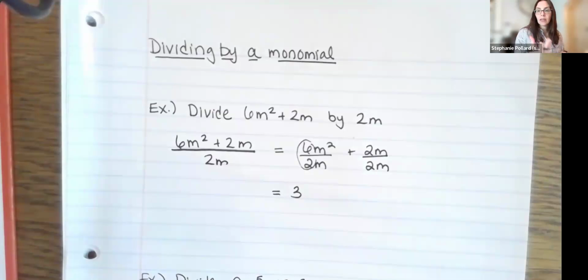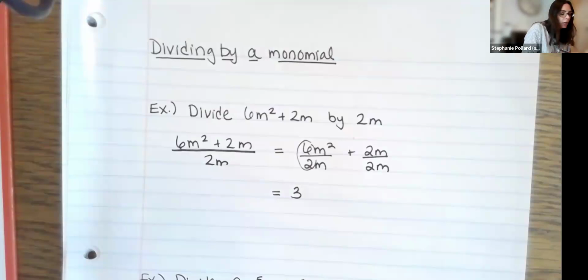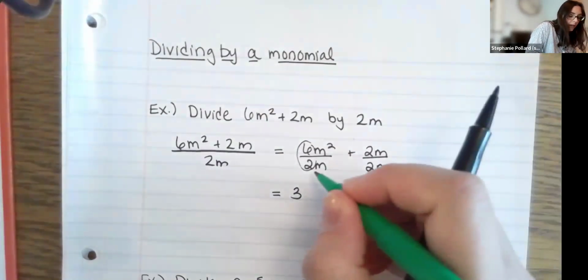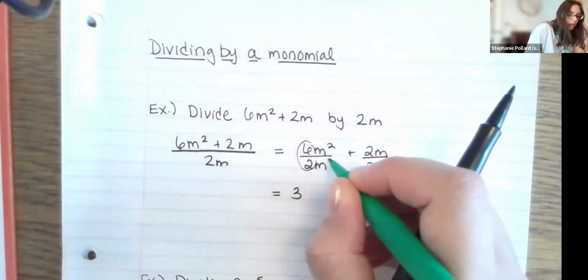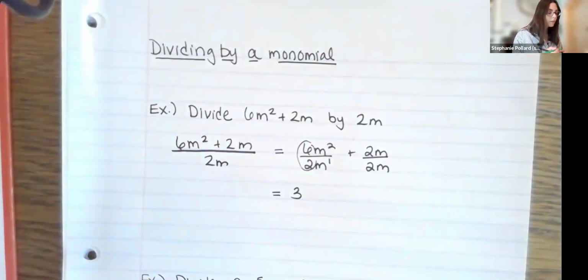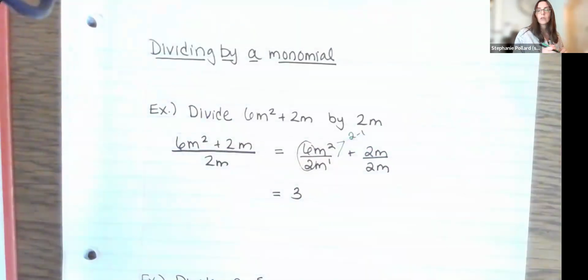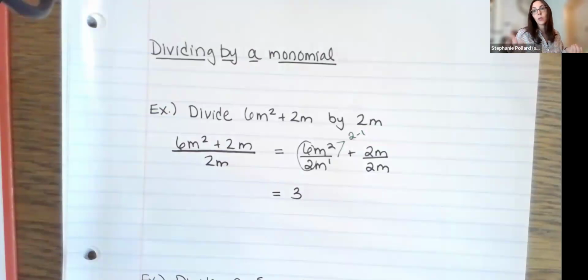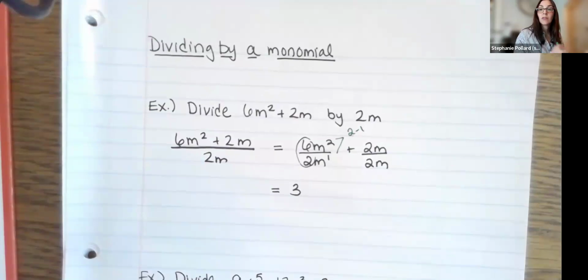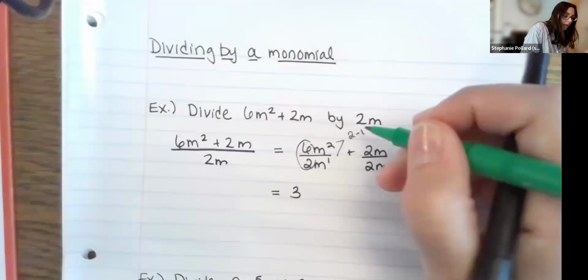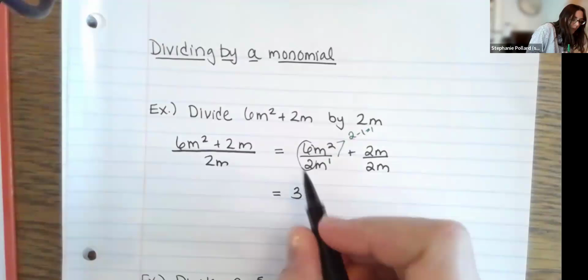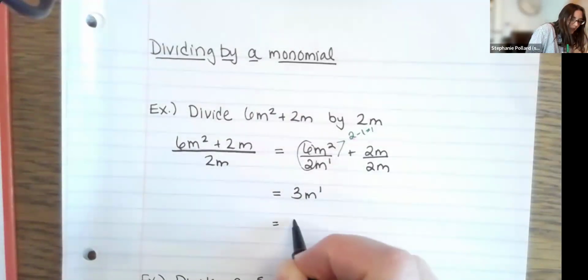Now there's different ways you can think of that. The shortcut way is to use what's called the quotient rule. If you look at your two exponents, the top m has a 2, and the bottom m has a 1. If there's no exponent, there is always a 1 there. So with the exponents you can subtract them, 2 minus 1. You always do top minus bottom. So this would be m to the first power, because 2 minus 1 is 1. So that would be m to the first power, or you could just write it as m.